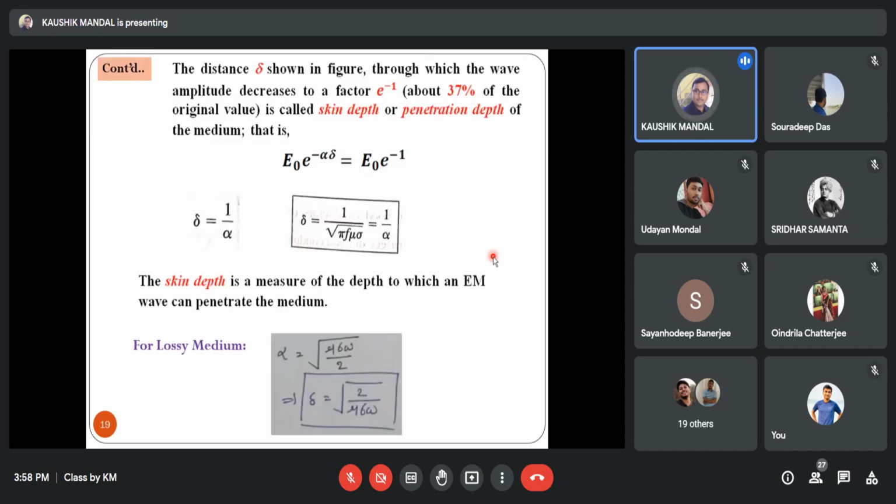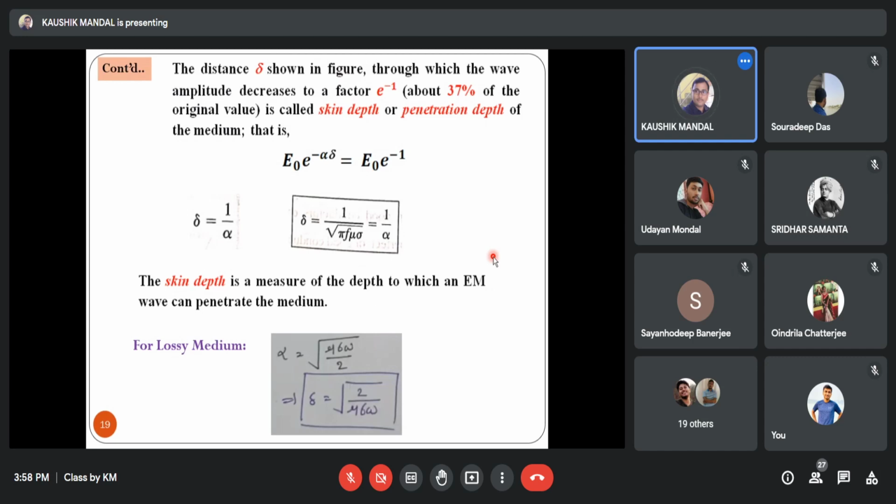So till this we have discussed the wave equations, they are general equations. General equation of wave equations, general equation of electric field, general equation of magnetic field. Then we have found out the corresponding equations for the different media, like lossy dielectric medium, free space, and the good conductor.